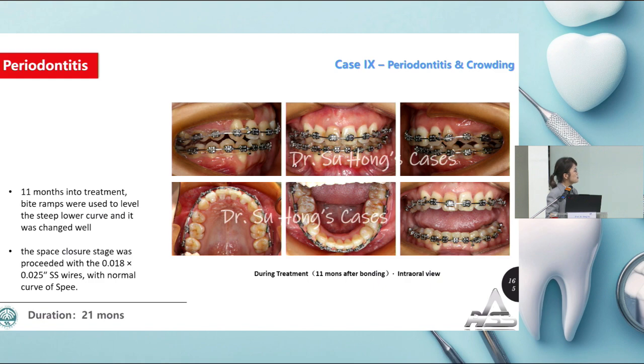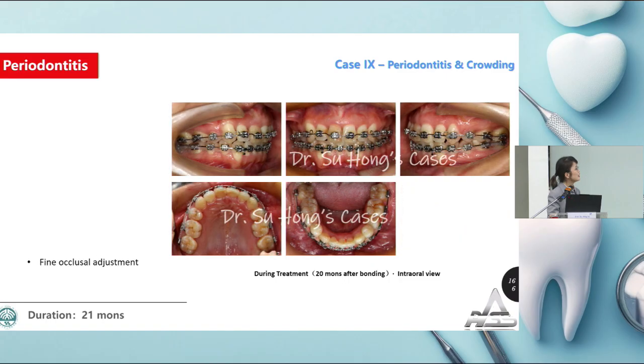The space closure stage proceeded with 1825 SS wires with normal curve of Spee. And 20 months after bonding, she finished her treatment and underwent fine occlusal adjustment.